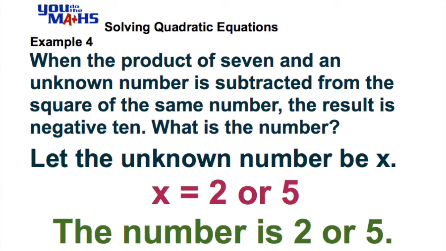It's always wise to go back to the word question and then check to see that the numbers that are given actually do work. Let's try it with 2. The product of 7 and 2 is 14. If this is subtracted from the square of the number 2, that's the same as saying 4 take 14, which is -10. So in the case of 2, the solution works. Try it for yourself and see if the solution also works when we substitute 5 for the number in the word question.